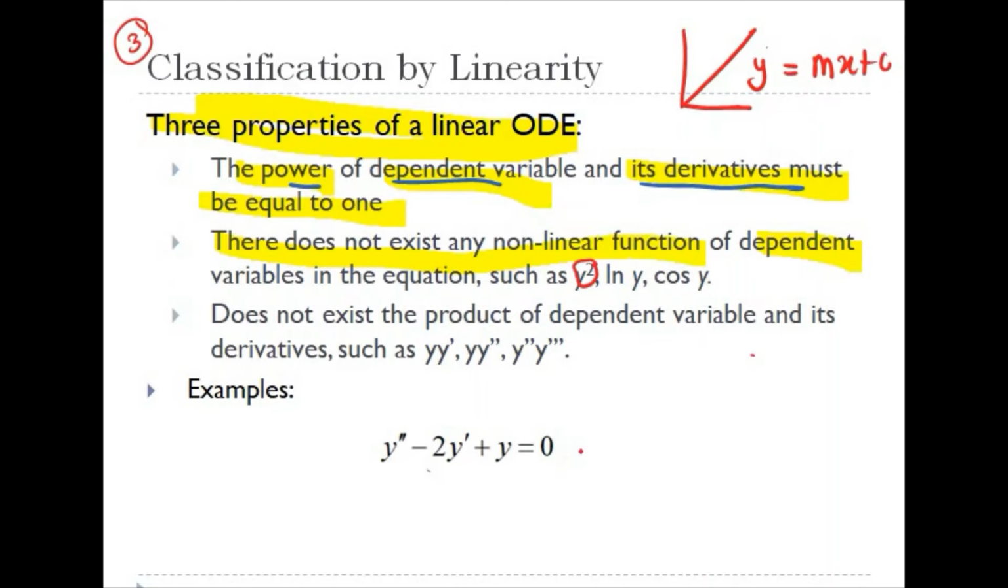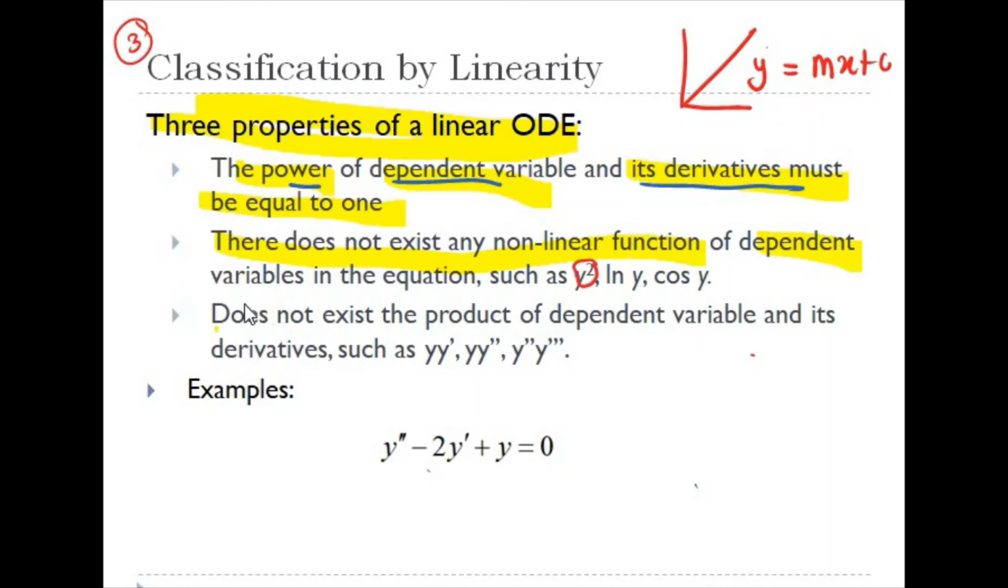For the first example, as we can see, there is no nonlinear function, but let's say I change this equation to y double prime minus 2y prime plus ln y. Now it becomes nonlinear because there exists a nonlinear function ln y, which belongs to the dependent variable.